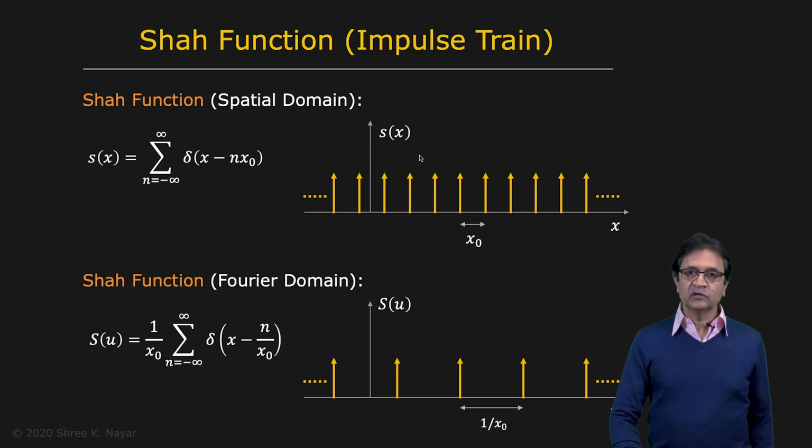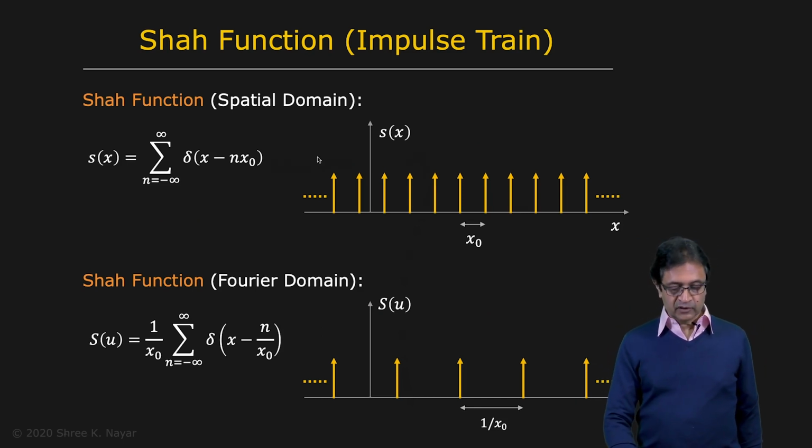Now let's take a closer look at the Shah function itself. Here is your Shah function, the impulse train. It turns out that the Fourier transform of the Shah function is also a Shah function. It is an impulse train, where if the original Shah function has a sampling period of x0, the Fourier transform of the Shah function has a period of 1 over x0.